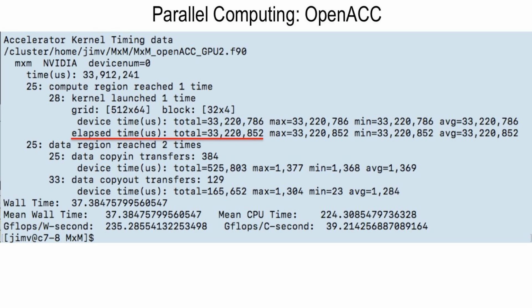The accelerator kernel timing data reveals that the kernel was launched once, lasting approximately 33 seconds. The durations for the data transfers remain consistent with previous tests, approximately 526 milliseconds for copy-in and 166 milliseconds for copy-out. The wall time for the test is about 37 seconds, with a performance of about 39 Giga-Flops per second. These numbers closely resemble those obtained with the do concurrent method.